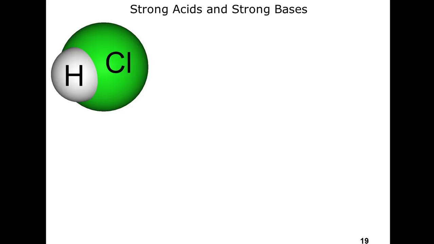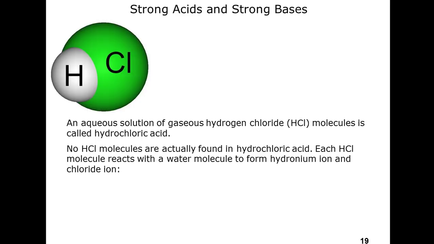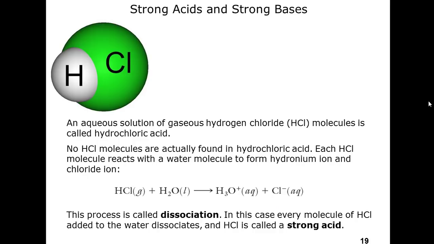An aqueous solution of gaseous hydrogen chloride molecules is called hydrochloric acid. When HCl is added to water, there will be no intact HCl afterwards. Each HCl molecule reacts with water to form hydronium ion and a chloride ion. This process is called dissociation. As stated previously, every single HCl molecule will dissociate, and that's because HCl is considered a strong acid.